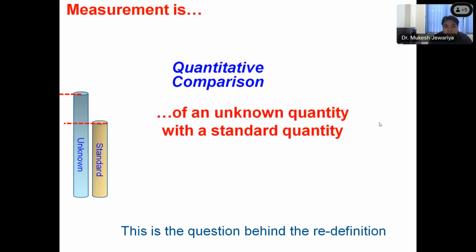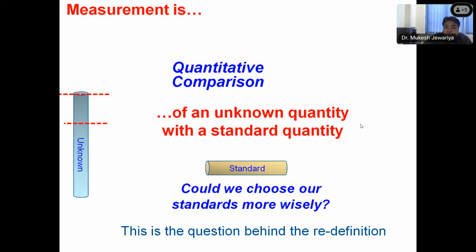So what is measurement? Measurement is a quantitative comparison between an unknown and a known, and the known is a standard which gives the quantitative idea of the quantity you are going to measure. So measurement is a quantitative comparison of an unknown quantity with a standard quantity. And this is the question behind the redefinition of SI units, not only the meter, but all of them. Once you compare the two quantities, you have to define it in terms of some number or some measurement process. That comes into the definition.